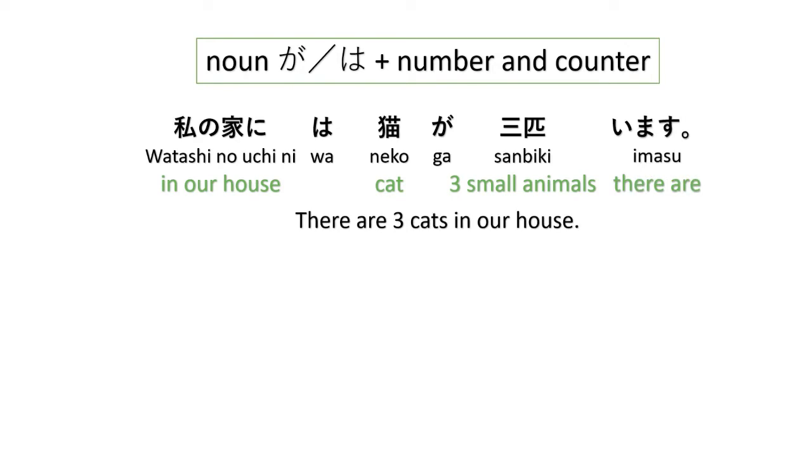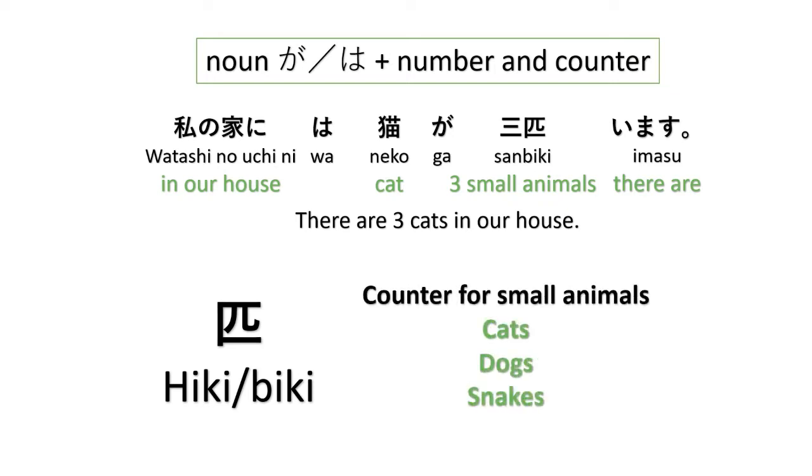In counting in Japanese, we use the concept of counters. There are also counters in English, but that is for another lesson. So here we use the counter hiki or biki, counter for small animals. Because cats are small animals, we use this counter. We have this kanji here, and it is pronounced as hiki or biki, depending on the numbers. So we use this counter for cats, dogs, snakes, and so on. Okay?